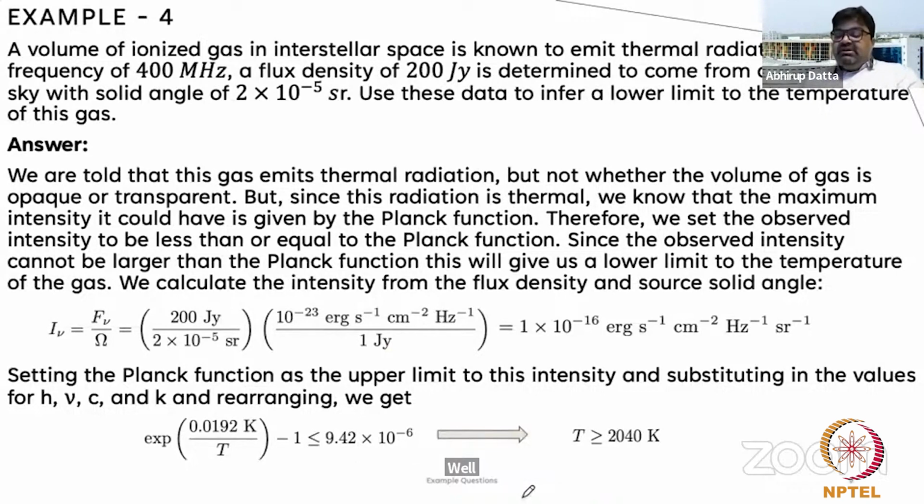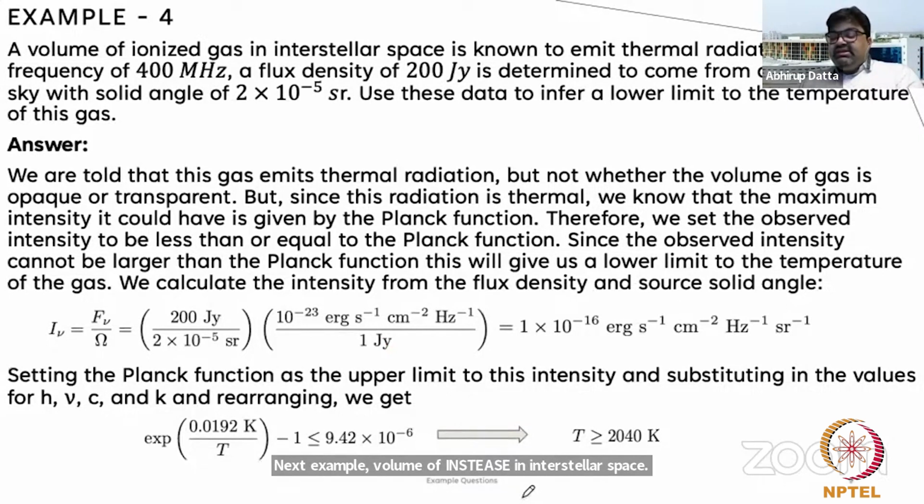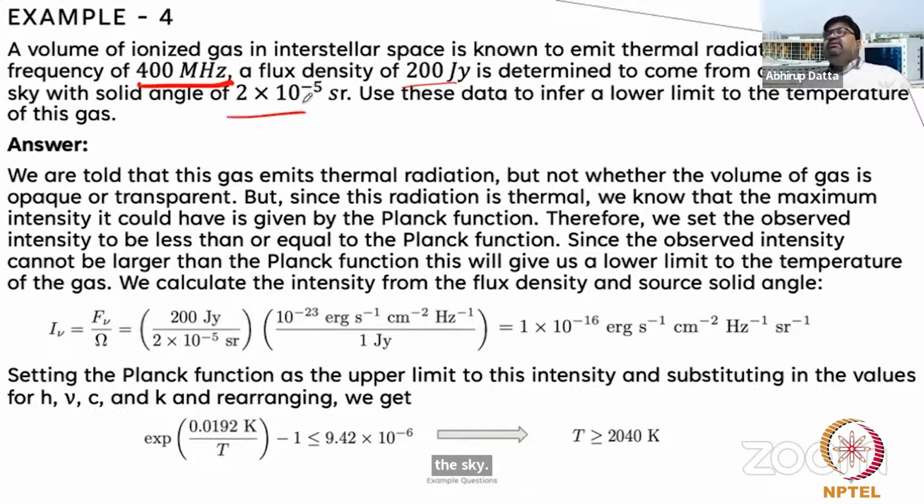Next example: a volume of ionized gas in interstellar space is known to emit thermal radiation at a frequency of 400 megahertz. A flux density of 200 Jansky is determined to come from an area of the sky with a solid angle of 2 × 10^-5 steradians. If you have any question, you can stop me and keep asking, it's absolutely fine with me. Use this data to infer a lower limit to the temperature of this gas.